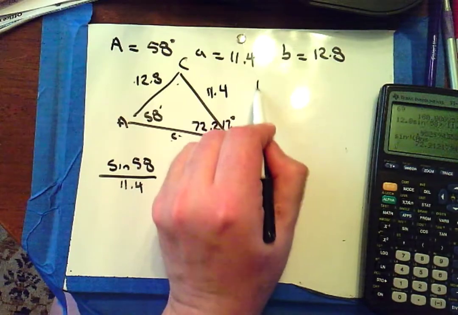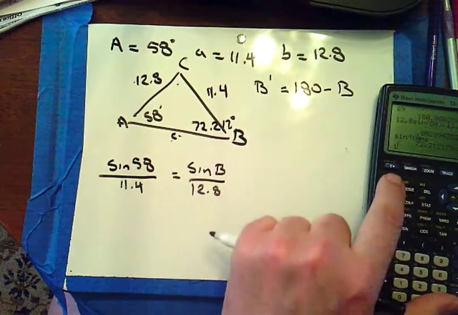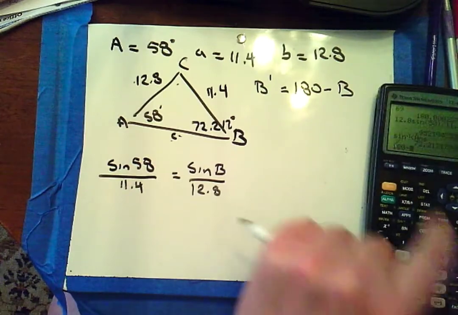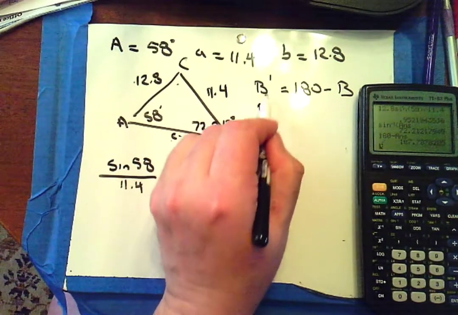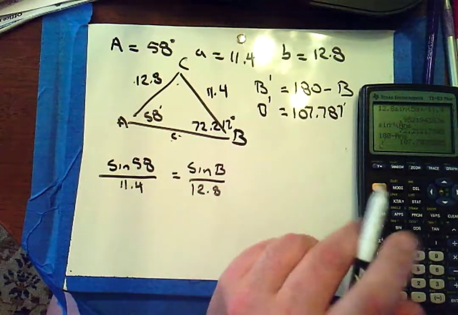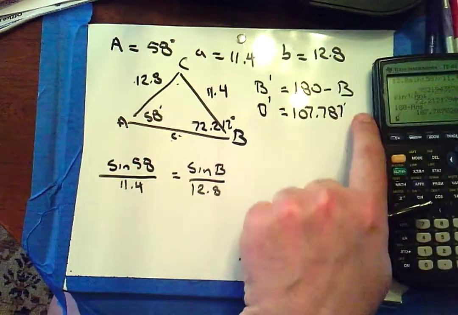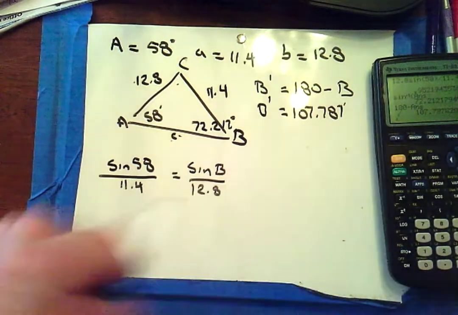So I know that b prime would be 180 minus b. So if I do 180 minus this angle that I just found, I get b prime equals 107.787 degrees. Is there room for a second solution with my given and my prime?